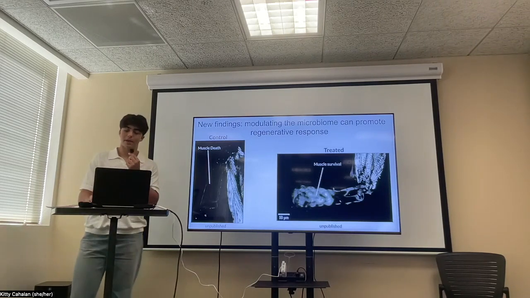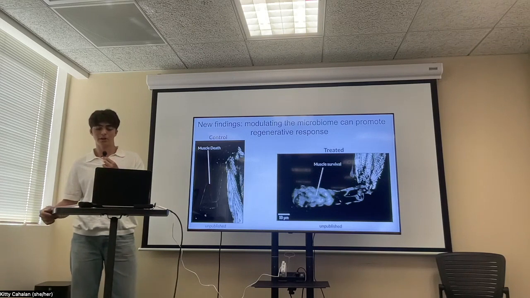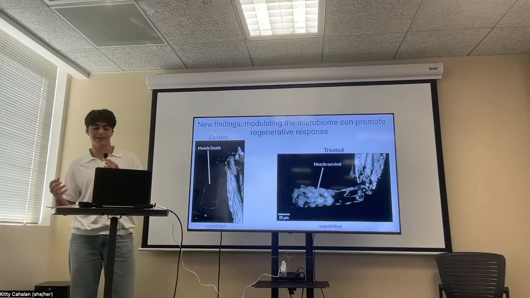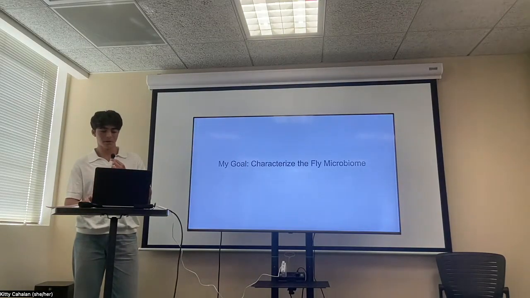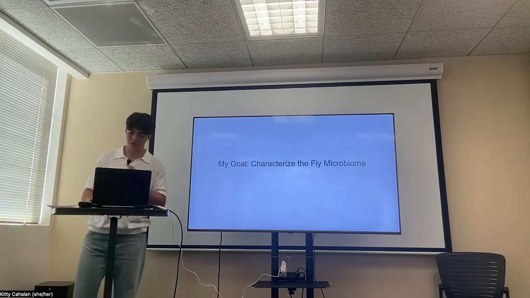After L. brevis is ingested, we assume that the bacteria interacts with the microbiome within the fly gut. As you may know, there are bacteria in all of our guts. We want to know why the interaction between Lactobacillus brevis and the other bacteria causes this muscle survival. So my goal in my experiment was to characterize the fly microbiome. I want to know what's in the microbiome to better understand how these interactions happen. Here's how I did that.